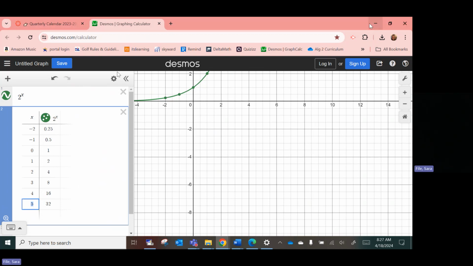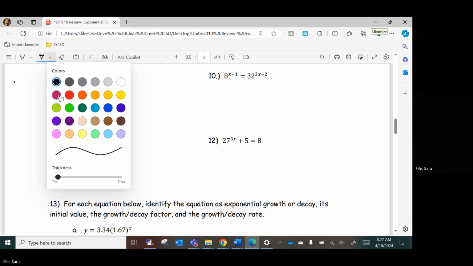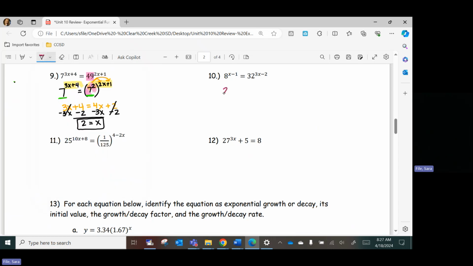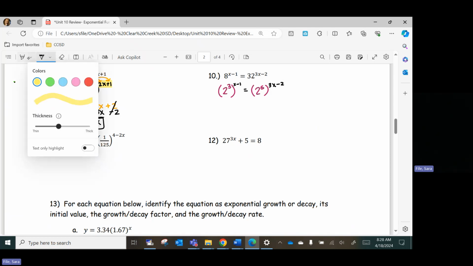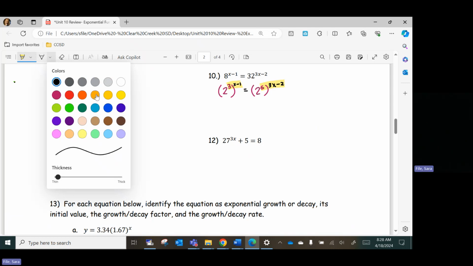So I'm going to do that. I'm going to replace 8 with 2 cubed, and I'm going to replace 32 with 2 to the 5th. There's still the x minus 1 power here, and there's still the 3x minus 2 power here. But I made those 2 substitutions. So now the bases match, which tells me that the exponents must be equivalent. They must be equal. So I can write that out.